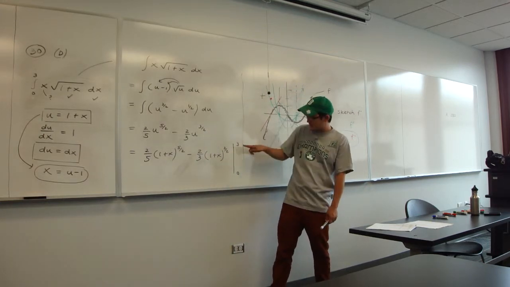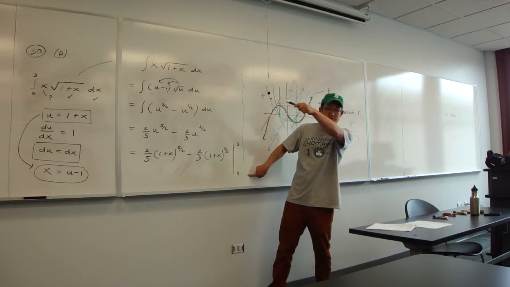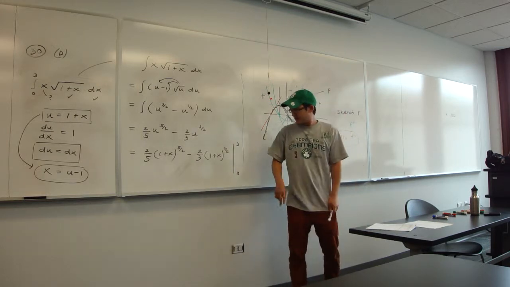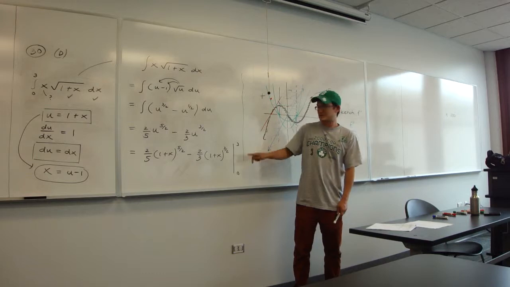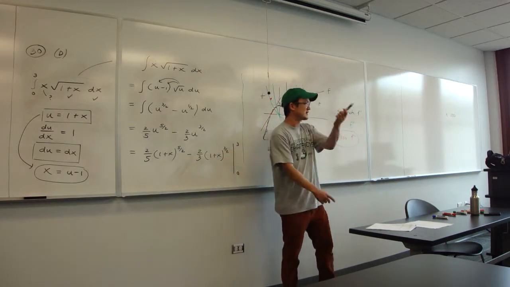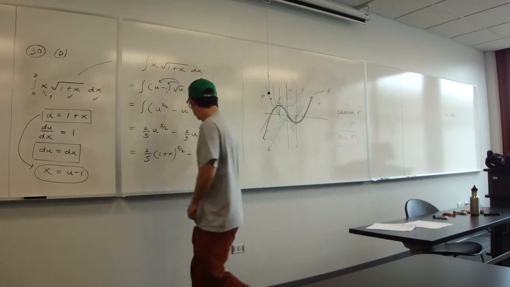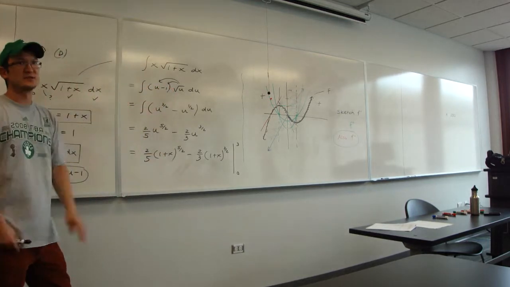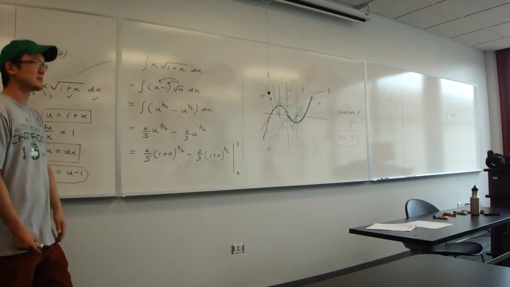So 1 plus x goes in here, and now you can go back to the definite integral, the original problem. So the important thing is to understand that these are x bounds. So they have to go into the x function, and then you get your answer. Plug in the 3, plug in the 0, and subtract the 2, and that's it. That's the easy part of the problem.